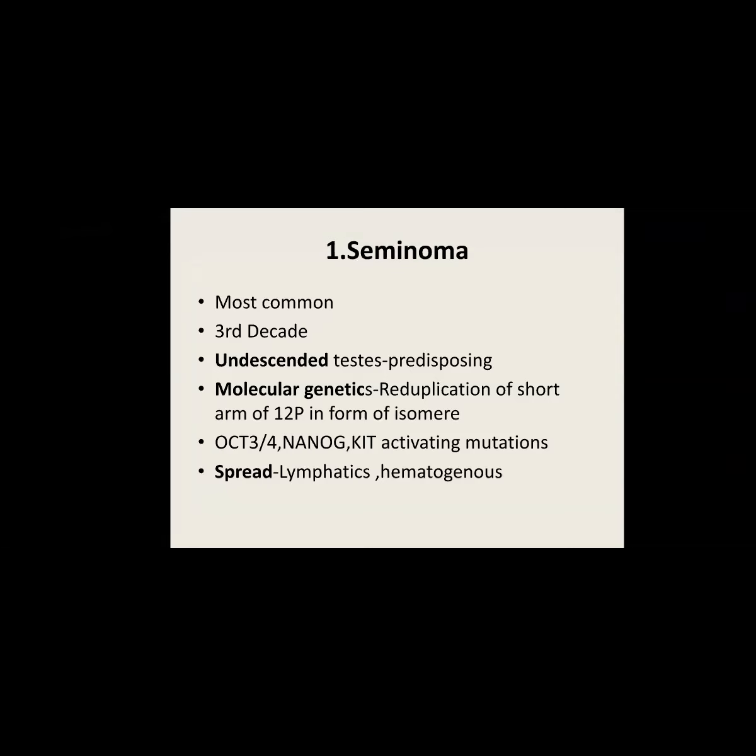It's more common in the third decade, and usually undescended testes are the predisposing factor. On molecular genetics, reduplication of the short arm of chromosome 12 is found in cases of seminoma and is thought to be responsible. You can also find mutations such as OCT3/4, NANOG and KIT. These seminomas spread by lymphatics and the hematogenous pathway.